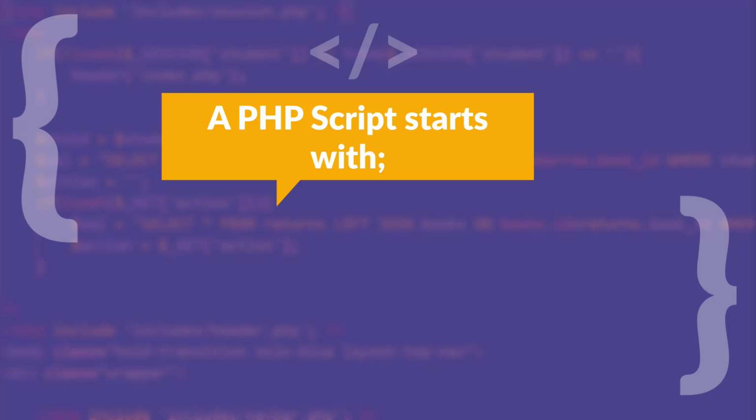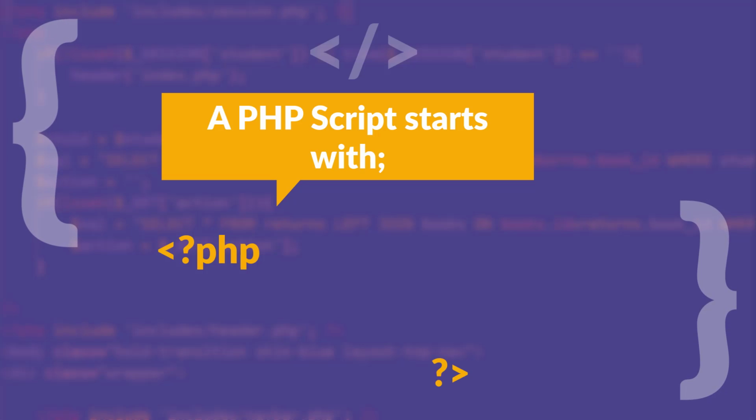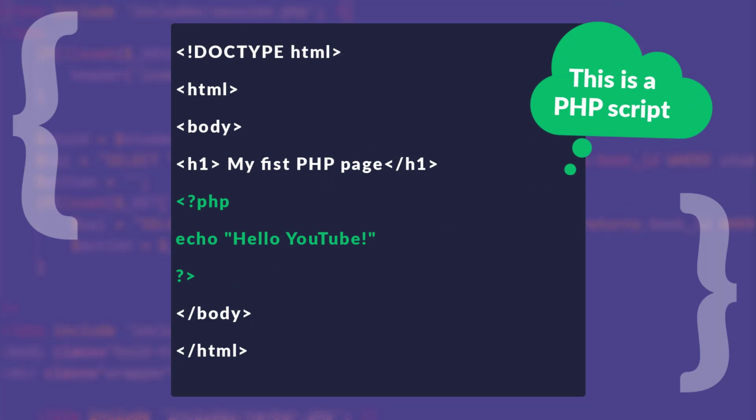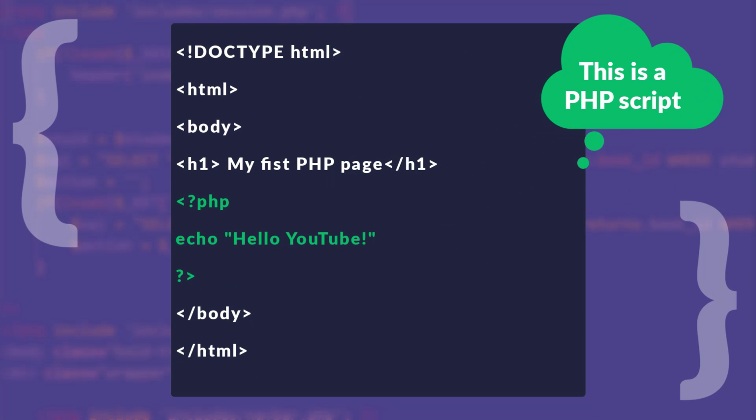A PHP script starts with an opening PHP tag and ends with an ending PHP tag. As I have mentioned earlier, a PHP script is executed on the server and the plain HTML results are sent back to the browser.